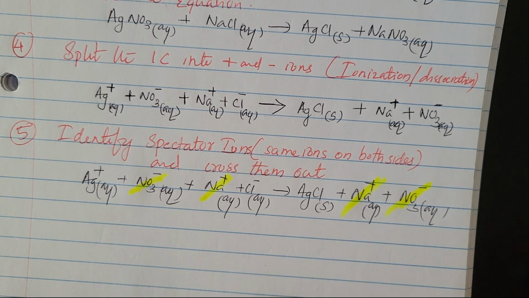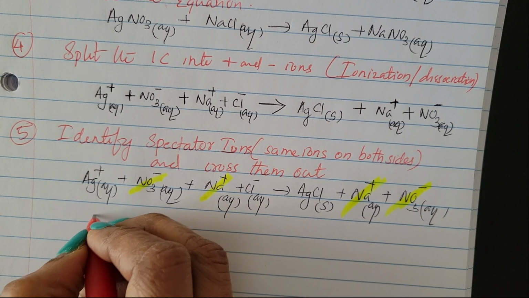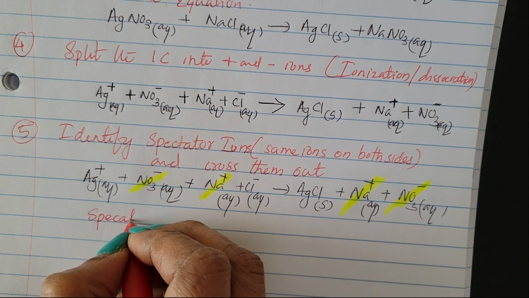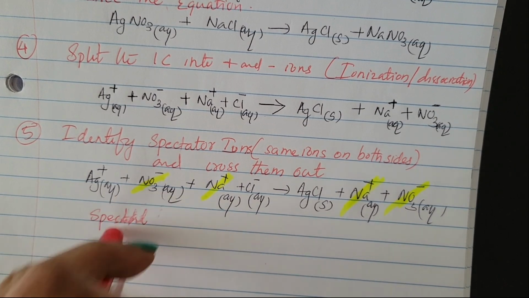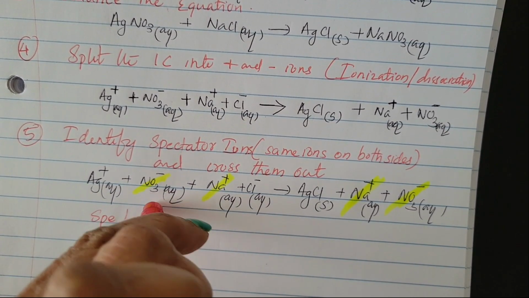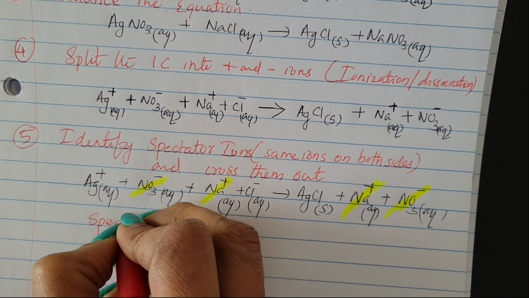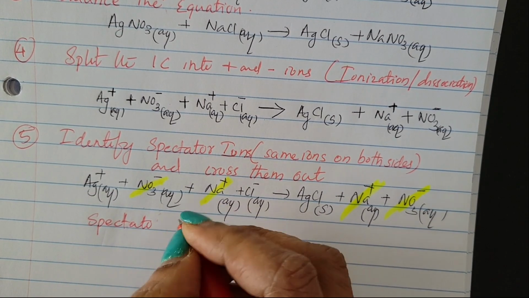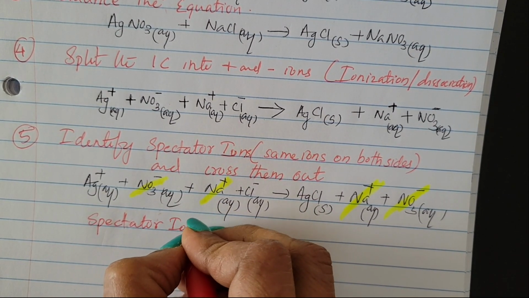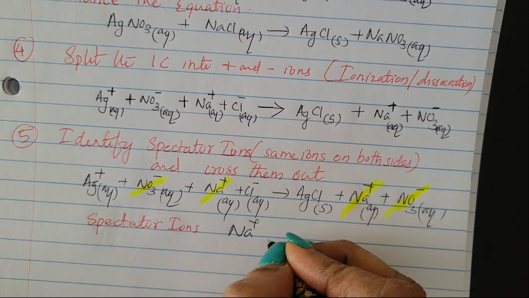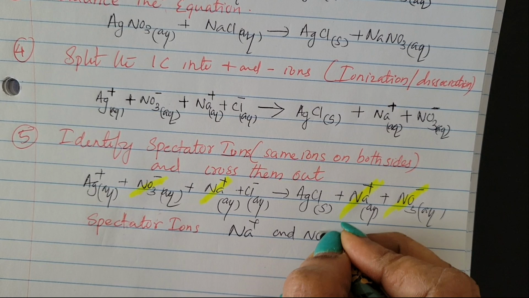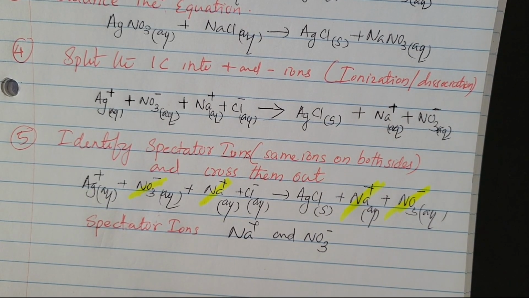Okay, there will be a question asking for spectator ions. So now you've got the spectator ions. What are the spectator ions? The ions we crossed out, which are Na plus and NO3 minus. Those are the spectator ions.